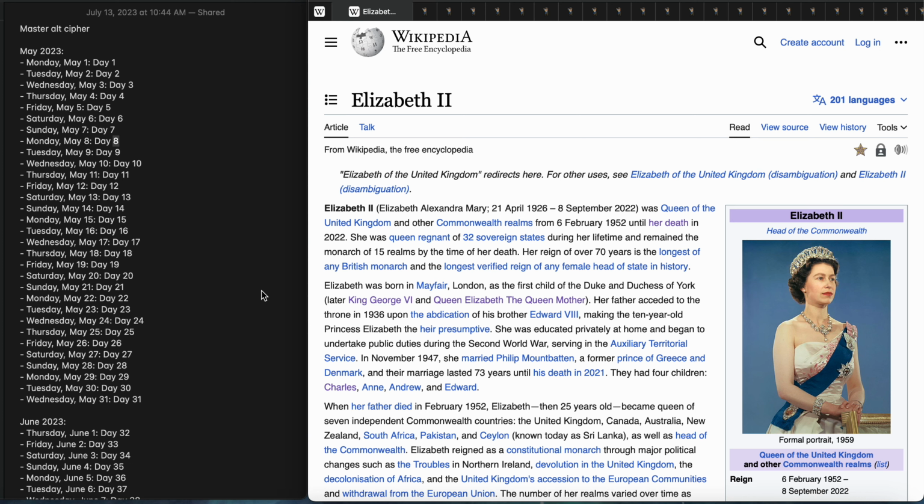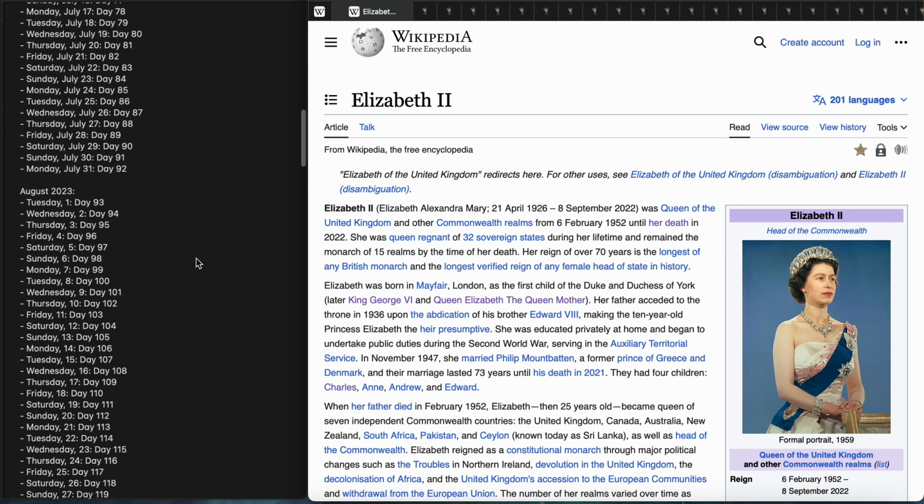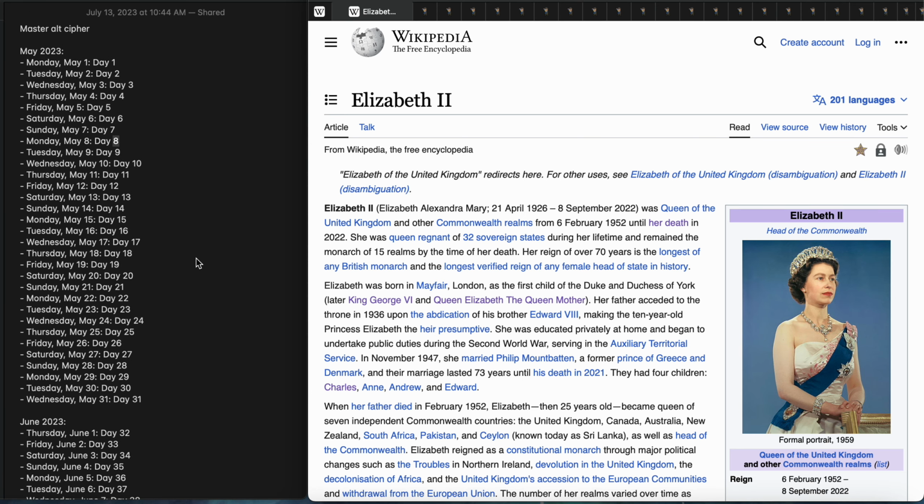Tutorial, very quick, because I'm only allowed 15 minutes on this platform. Tutorial of how this alternate calendar system works. I have finally cracked the code. I've finally figured it out.